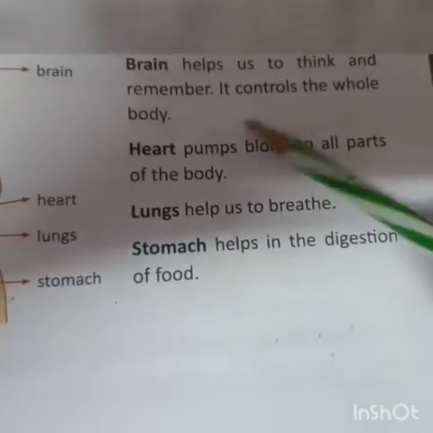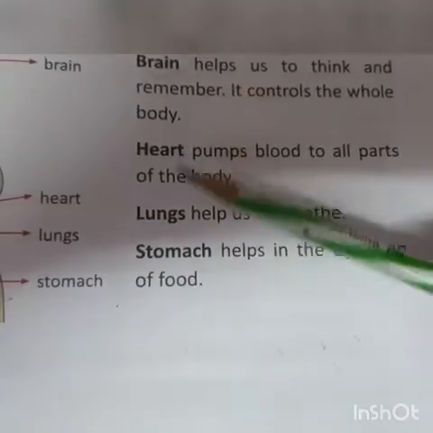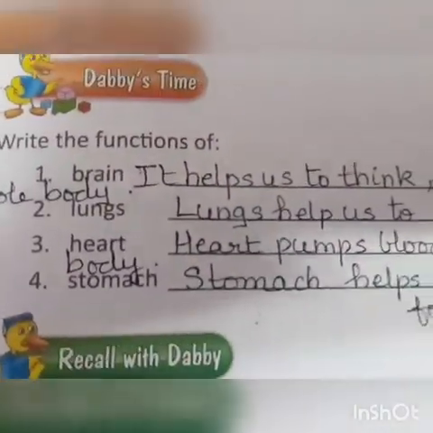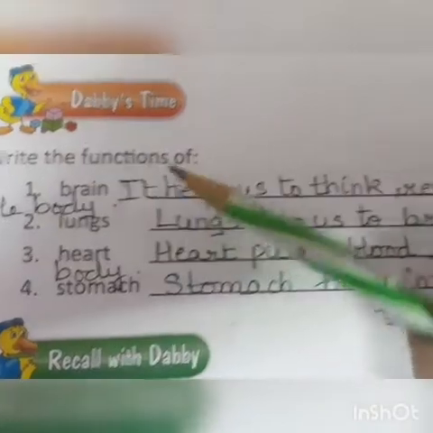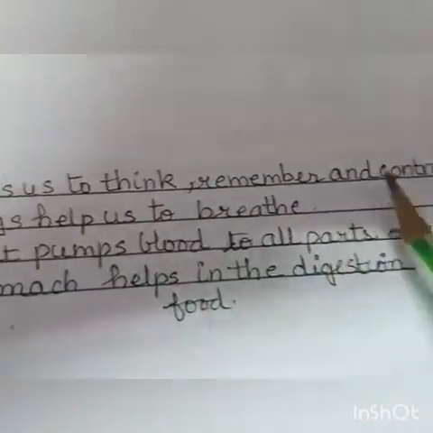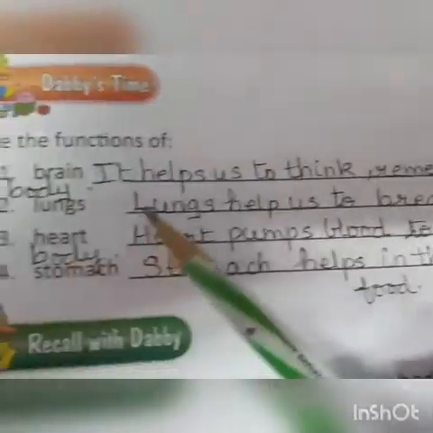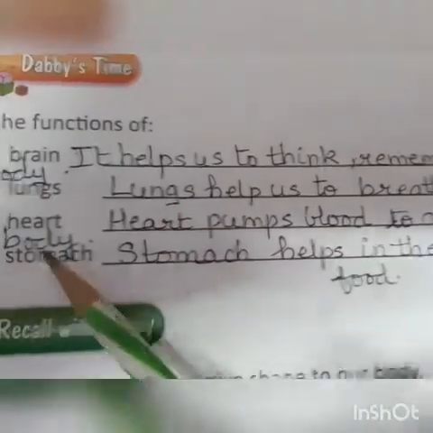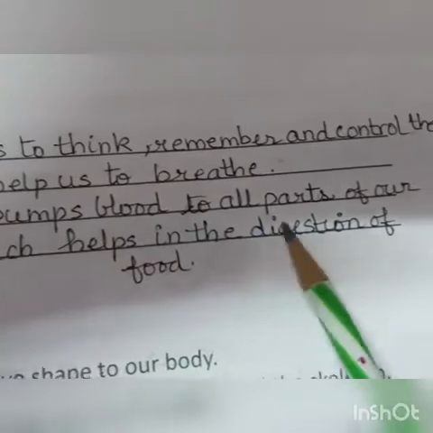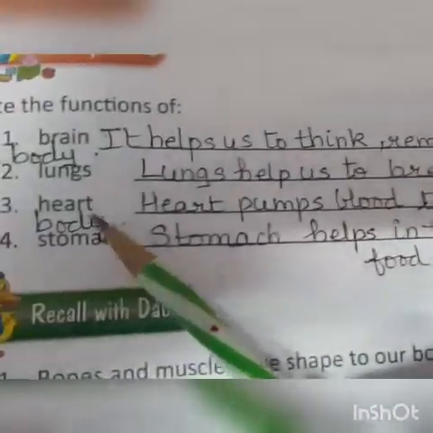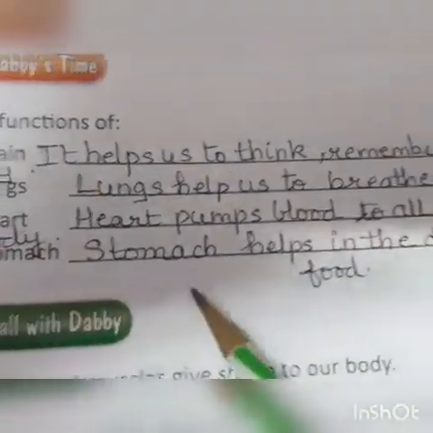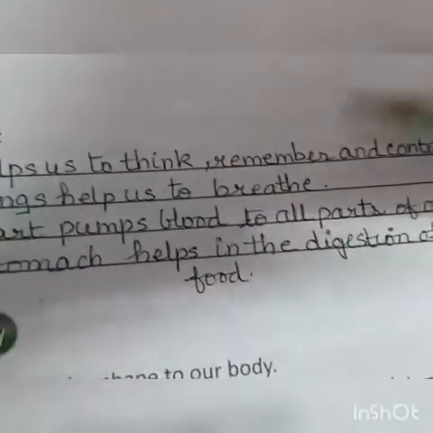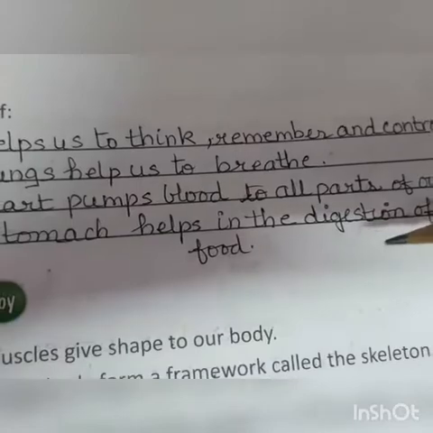So the organs, internal organs, brain, heart, lungs and stomach. Now here the W's time is there. You have to write the functions of these. Brain, it helps us to think, remember and control the whole body. Lungs, lungs help us to breathe. Then heart, heart pumps blood to all parts of our body. And last is your stomach. Stomach helps in the digestion of food. So dear children, this you have to write it in your textbook right now.